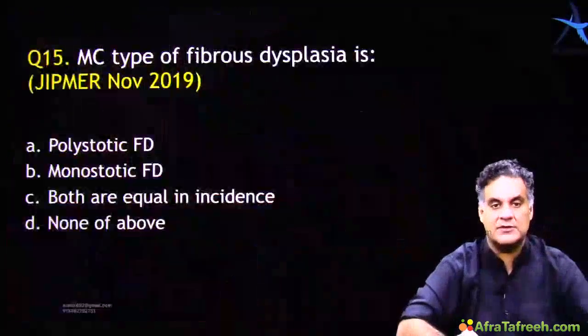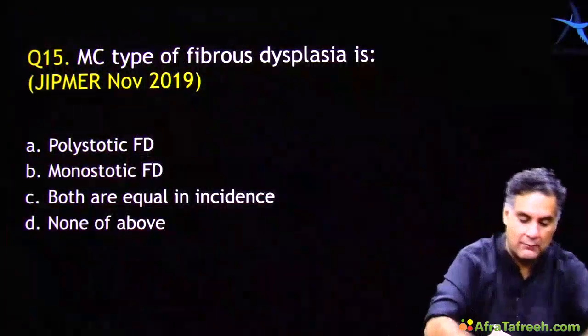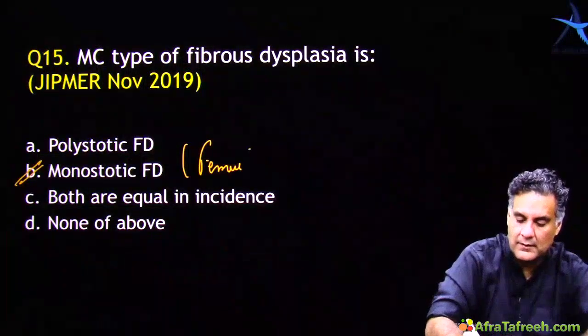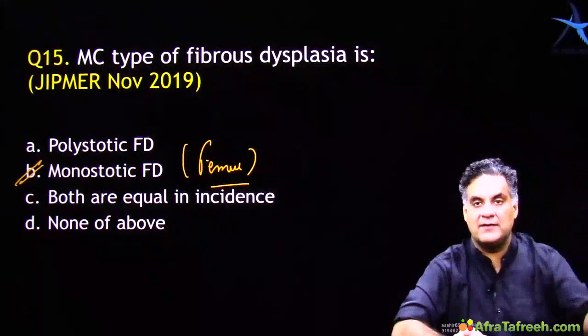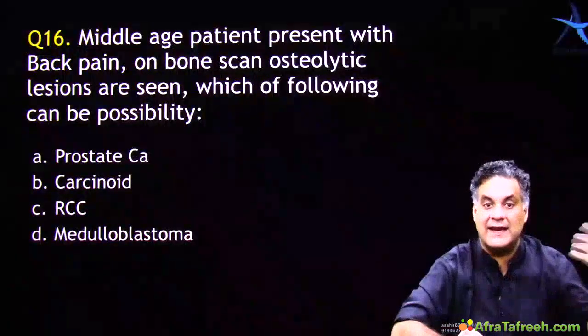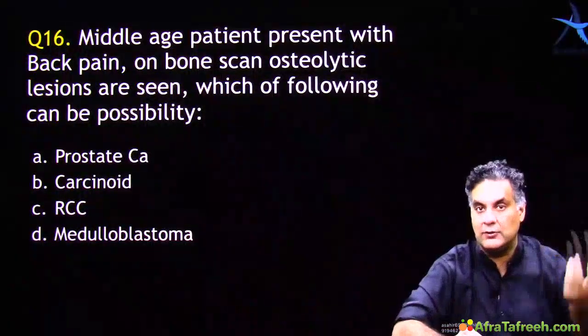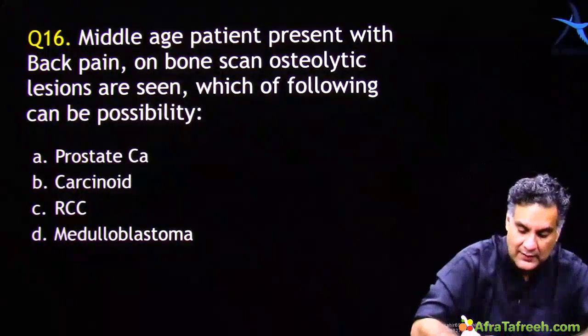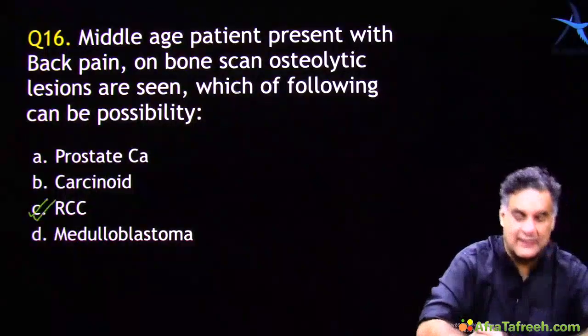And then comes the next question. The most common type of fibrous dysplasia is monostotic fibrous dysplasia involving the femur. Polyostotic is McCune-Albright syndrome. The single involvement is monostotic. A middle-aged patient presents with a lytic lesion with back pain. I told you osteoblastic mets are prostate, carcinoid and medulloblastoma. So the answer here will be renal cell carcinoma.